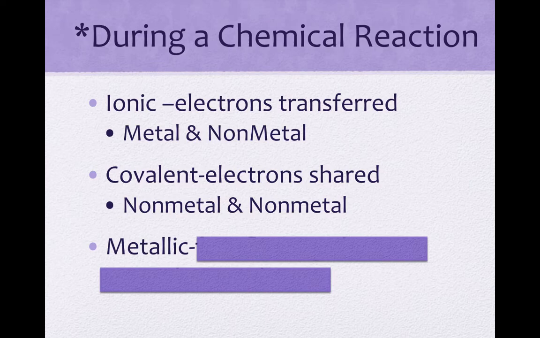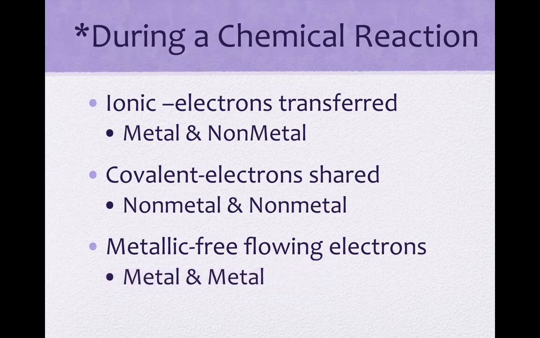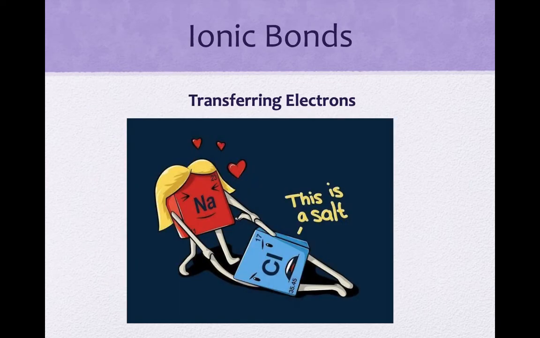The third type of bond is a metallic bond. And in a metallic bond, your electrons are free flowing, and it is between a metal and a metal. In this lesson, we're going to primarily focus on ionic and covalent bonds.